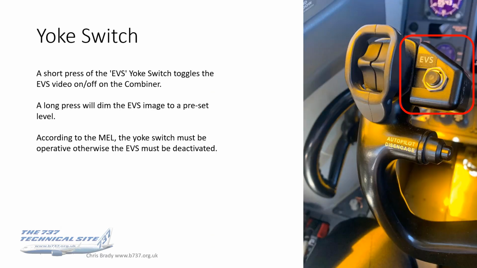There is a yoke switch to toggle the EVS video on and off on the combiner. A short press of that will just switch it on and off. A long press will dim the image to a preset level, and according to the MEL, that yoke switch has got to be operative, otherwise you've got to deactivate the whole EVS system, so that it isn't cluttering your view when you don't need it.